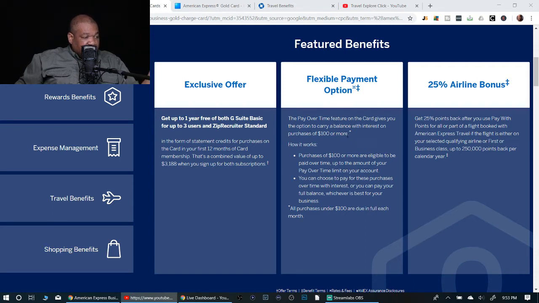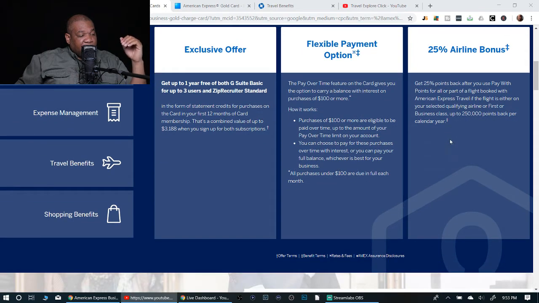So you have the flexible payment option, so you can pay over time, which is nice. It makes it like a credit card, so it's not just a charge card. You get a 25% airline bonus. So how does that work? Back after you pay with points. Oh, so you get the 25% back. So if I'm paying with points, I get 25% back. That's huge. That's actually nice. So if I'm using points, I'm going to get a little bit back, so I'm not using all my points. That's a good value.